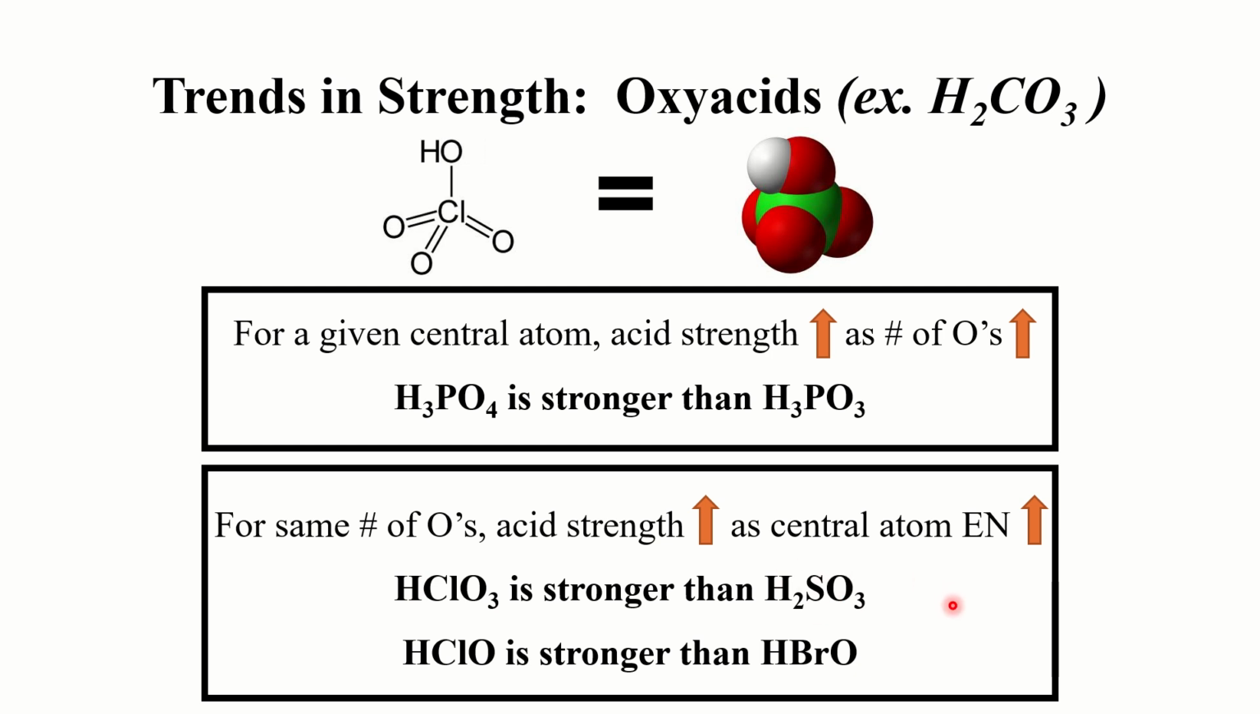If you have two oxyacids that have both different central atoms and different numbers of oxygens, then it's difficult to make a comparison, and that's not a question that I would ask you to answer. I'm only going to ask you about oxyacids that either have the same central atom or have the same number of oxygens. Those are the comparisons we can make.